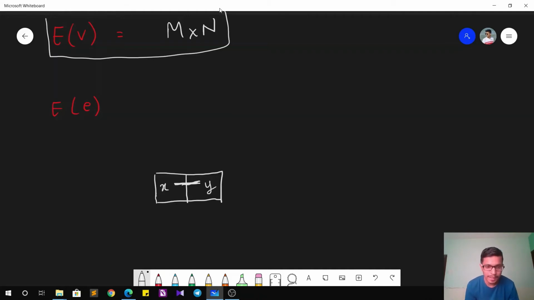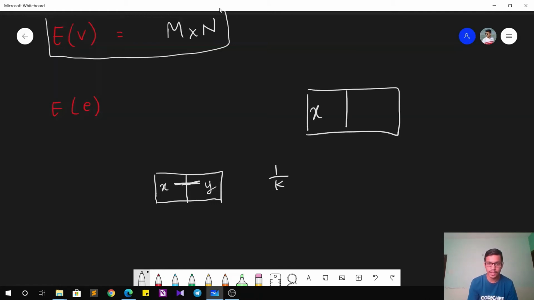So what is the probability that this edge exists between these two adjacent cells? The probability is 1 over k. Why? Think of it in this way: there are two adjacent cells and you are fixing this value x, then what is the probability that the other value is also the same as x? It's 1 by k, right?